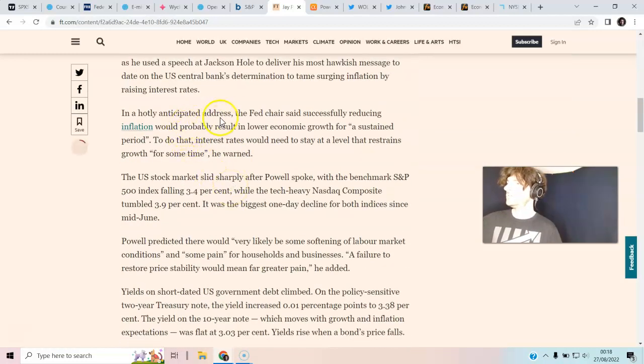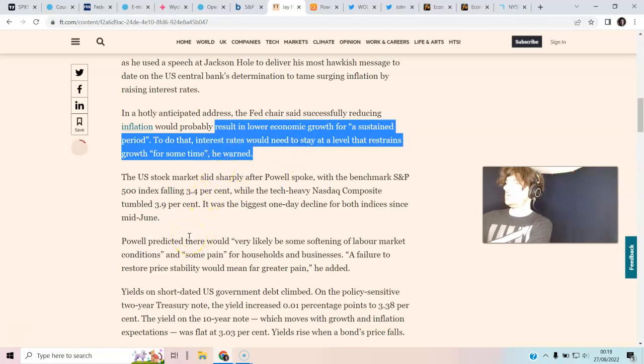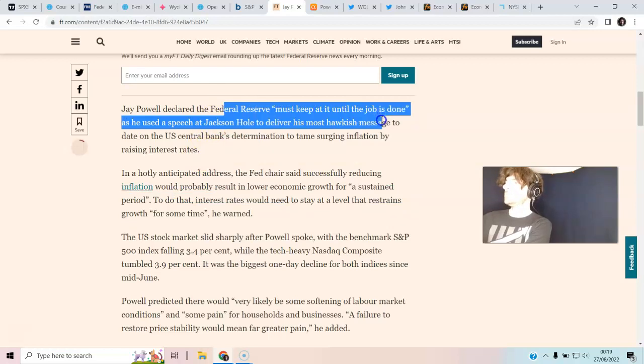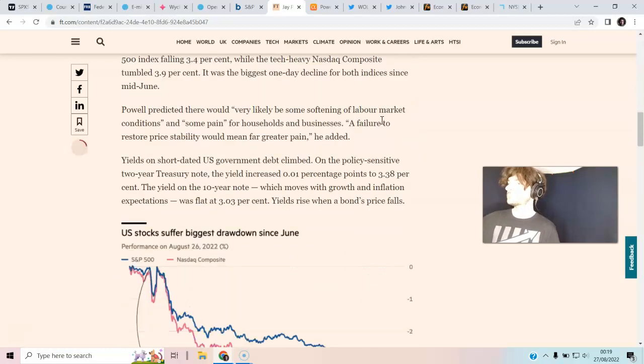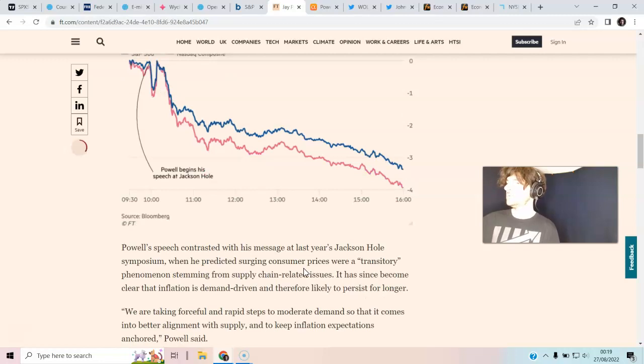The Fed chair said that reducing inflation will probably result in lower economic growth for a sustained period. But to do that, interest rates would need to stay at a level that restrains growth for some time. And then he declared the Federal Reserve must keep at it until the job is done. He used the speech at Jackson Hole to deliver his most hawkish message to date. US stocks suffered the biggest drawdown since June on 26th of August. Powell begins his speech. That's a minute by minute sort of reaction.